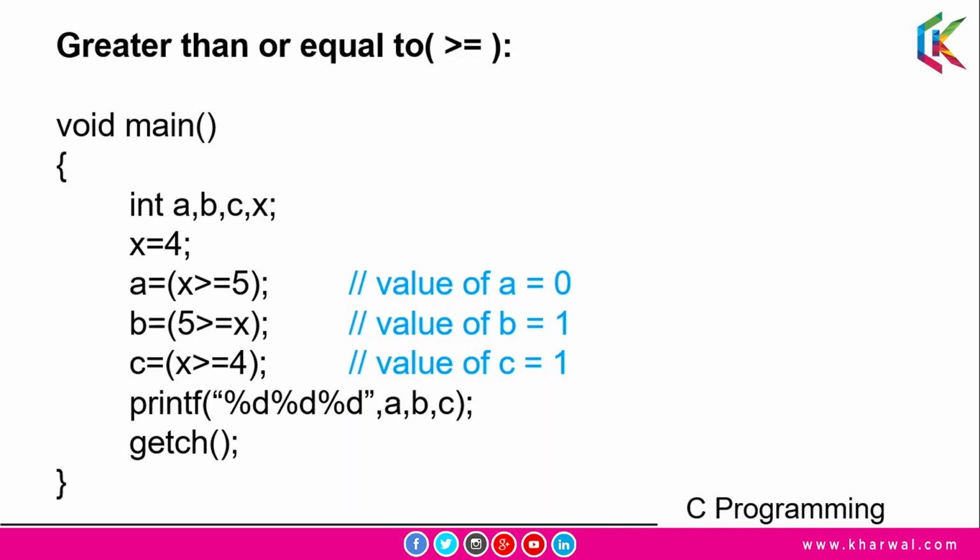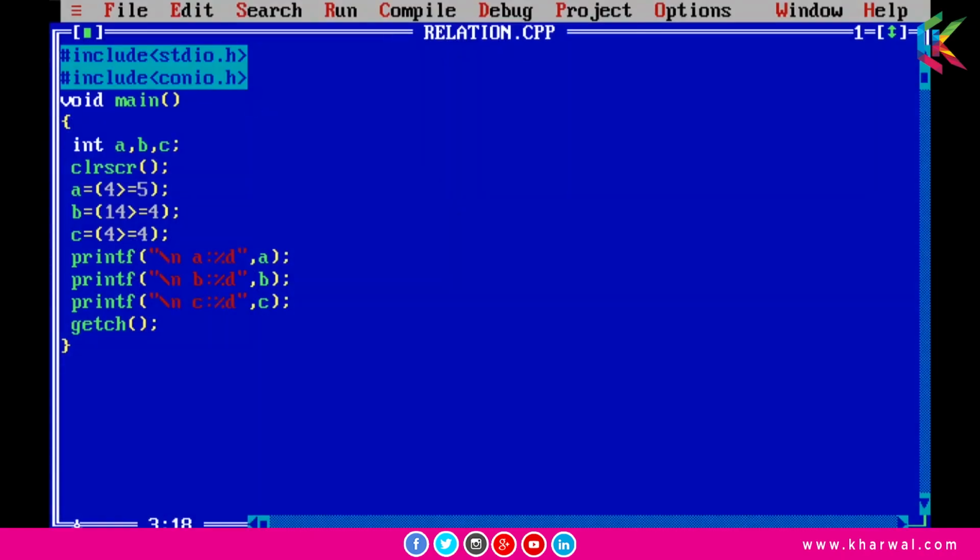Now guys, let's go ahead and do some hands-on. So let me open up the Turbo C++ compiler. Guys, in this program we will learn about the greater than or equal to relational operator. So we have declared 3 integer variables a, b and c to store the values of these expressions. So in the first expression, 4 greater than or equal to 5. So this expression will be false and it will return 0, that will be stored to a. So the value of a will be 0.